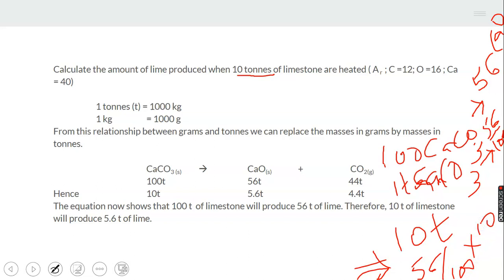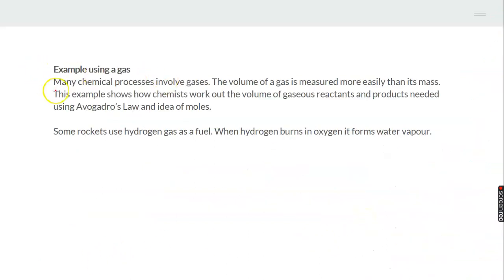So if you do your calculation there, 10 divided by 100 times 56 gives 5.6. That's how I got it. So that means the equation now shows that 100 tons of limestone will produce 56 tons of lime. Therefore, 10 tons of limestone will produce 5.6 tons of lime. So, example using gas.